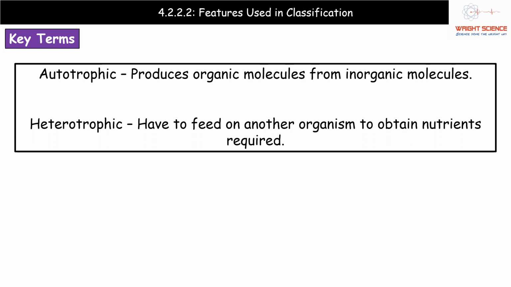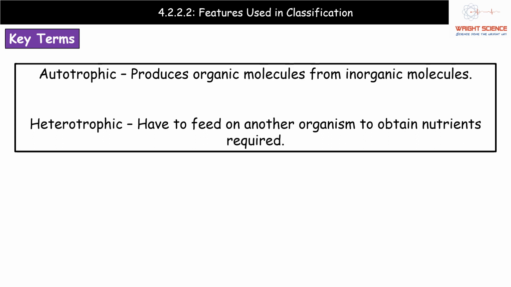Now, throughout that, we have mentioned these two terms relating to nutrition, autotrophic and heterotrophic. So when we're referring to something as being autotrophic, this means it's going to produce organic molecules from inorganic ones. So think about processes like photosynthesis here. If something is heterotrophic, that means that it's going to have to feed on another organism to obtain the nutrients that it requires. So obviously that's what we see with our animals, because animals will be feeding on things like plants or other animals in order to gain the nutrients required.